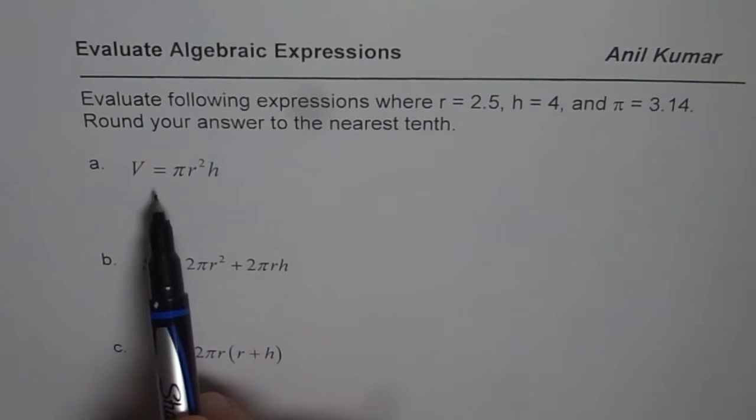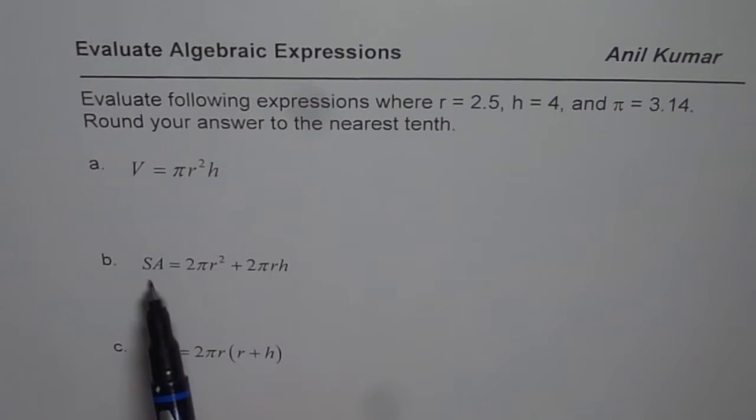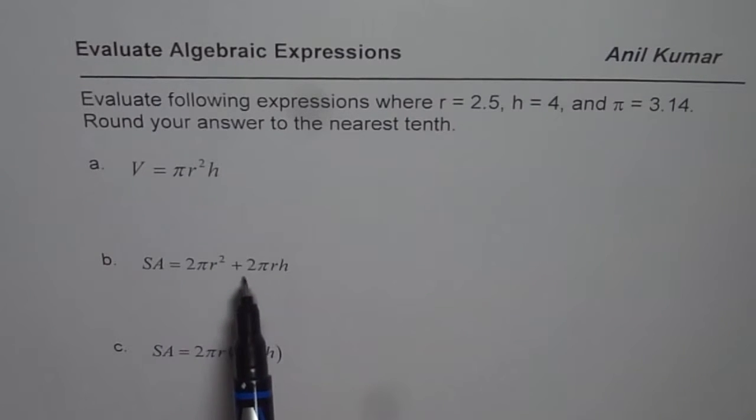Volume V equals pi r square h. Surface area equals 2 pi r square plus 2 pi r h. Surface area equals 2 pi r within brackets r plus h. You can actually pause the video, substitute the values of the variables given and calculate the algebraic expression, and then you can check with my answer, correct?